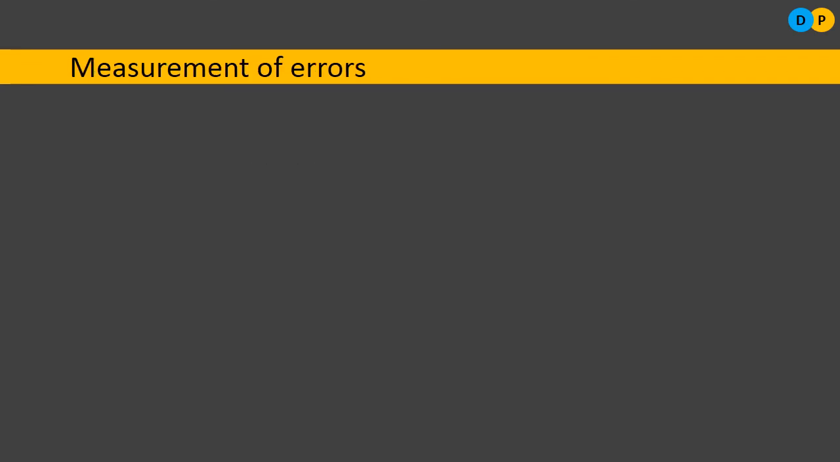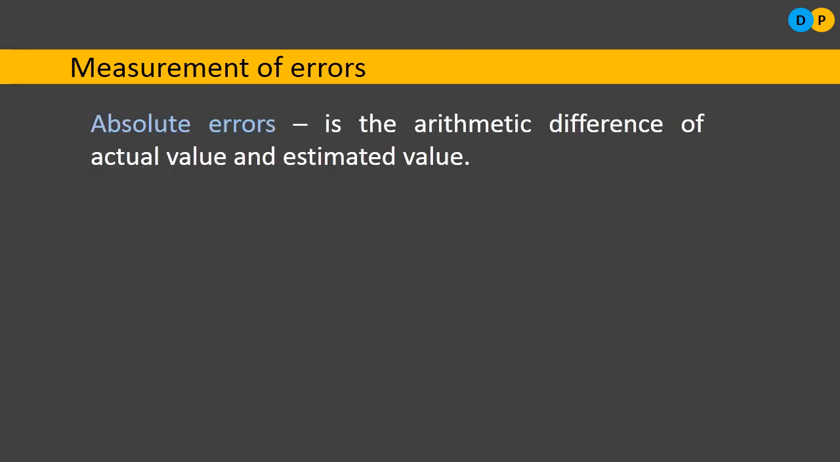Next, measurement of errors. How are you going to measure the errors, whether they are within the limit or beyond the limit? You have to measure it, no? So what are the different ways of measuring errors? The absolute measure of errors. So what is absolute error? Absolute error is the arithmetic difference between the actual value and the estimated value. Very simple. Arithmetic is addition, subtraction, multiplication. So how are we going to come up with the absolute error? Very simple: actual value minus estimated value. That will give you the absolute error.